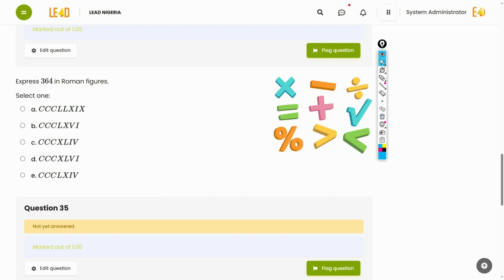Express 364 in Roman figures. We'll break that out into 300 plus 60 plus 4. That is CCC plus LX plus IV. The answer is CCCLXIV. That's E.